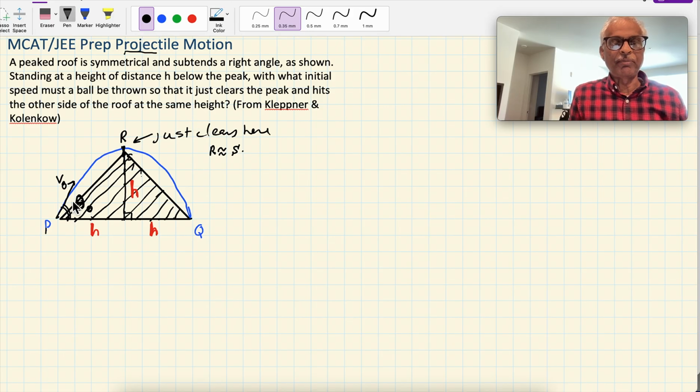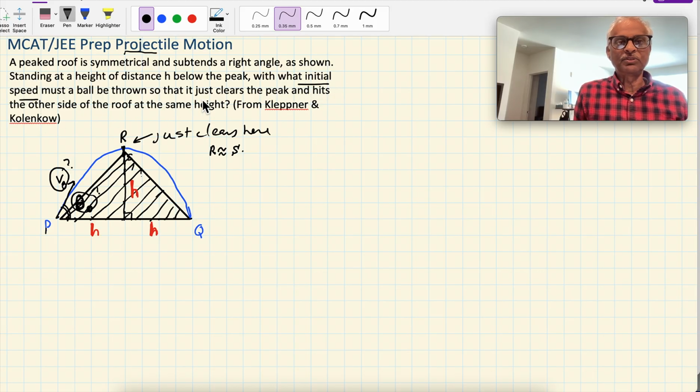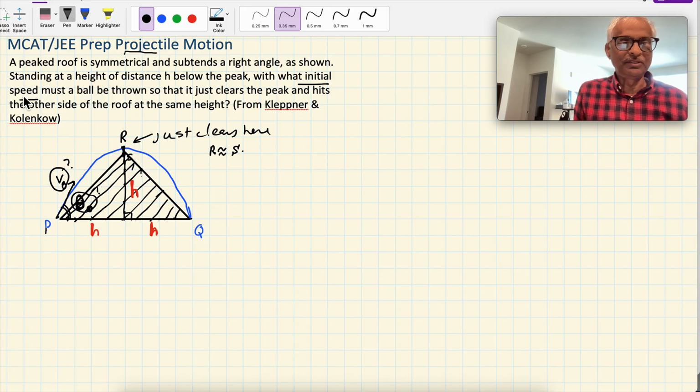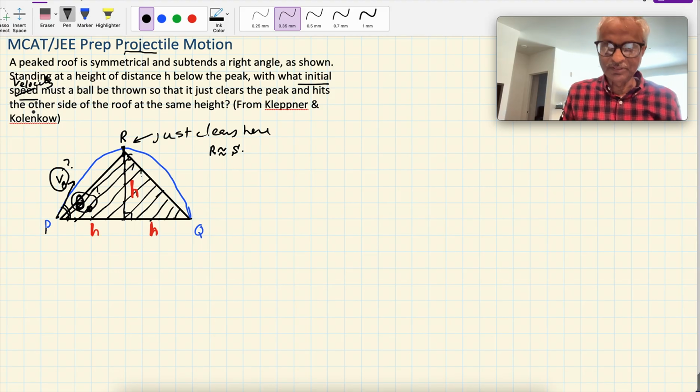And the question is, what is the velocity? So those are two questions. What is the initial speed of the ball thrown that just clears the peak on the other side of the roof height? It doesn't ask for the angle, but the angle will be part of the answer. So I'll modify this question to ask for the initial velocity.